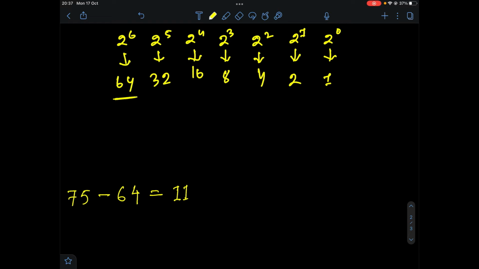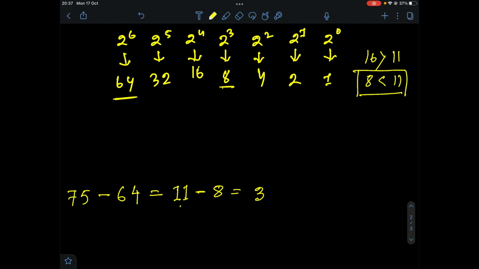Okay, now again look at this powers of 2. So you have 11. So now see, this 16 is again greater than 11 and 8 is again lesser than 11. So obviously we'll take 8. So now let's take 8 and let's just subtract this 8 from 11. Now you will have 3.